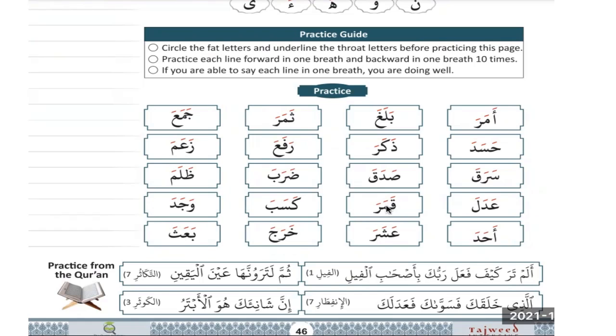Okay. Qamara. Does this qa belong to the fat family or the thin family? The fat family. Qa, qa. But the rest of these 2 letters are from the thin family. Qamara.